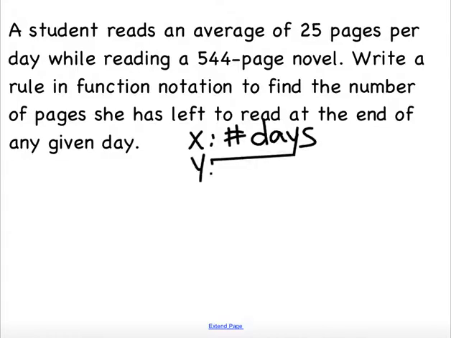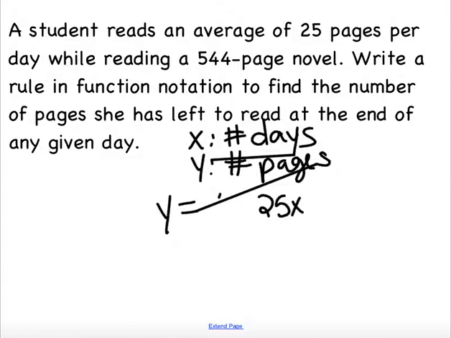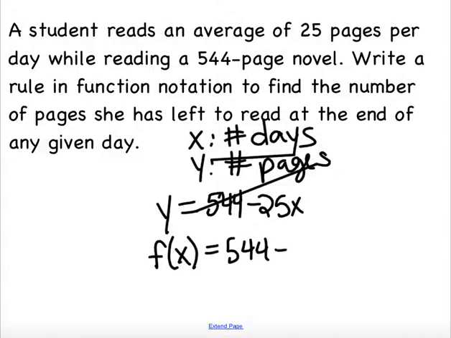and y represents how many pages are left, we could say y equals, well, she reads 25 per day, so we would say 25x, and we're taking that away from an entire novel that is 544 pages. So we'd do 544 minus 25x. Well, in function notation, all we would have to do is say f of x equals 544 minus 25x.